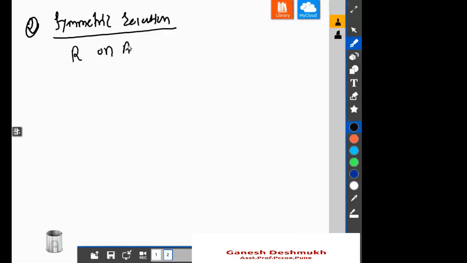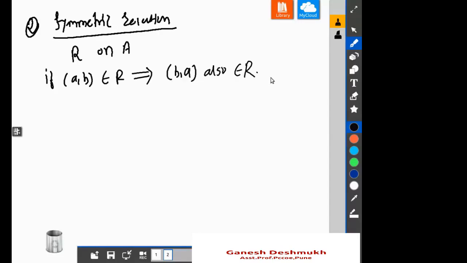Second property, symmetric. Symmetric relation. Let R be the relation defined on set A. Then if the pair (A, B) belongs to R, which implies that (B, A) also belongs to R. If (A, B) belongs to R, it implies that (B, A) also belongs to R.